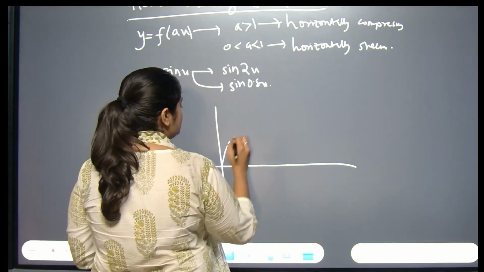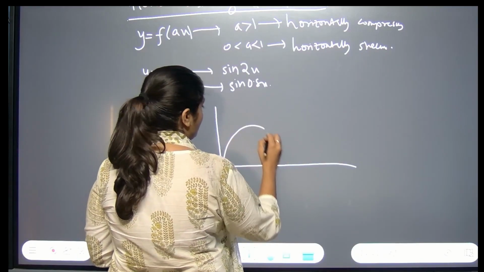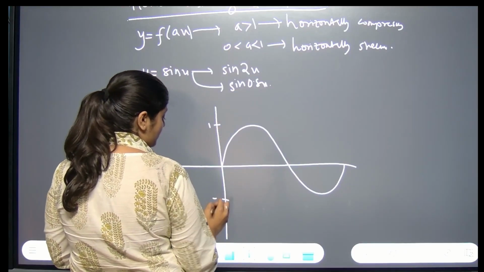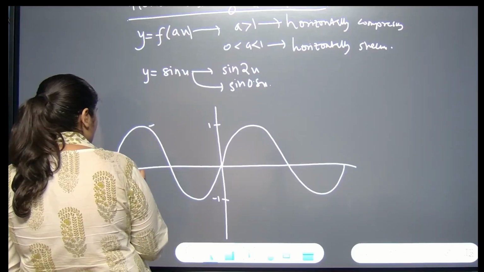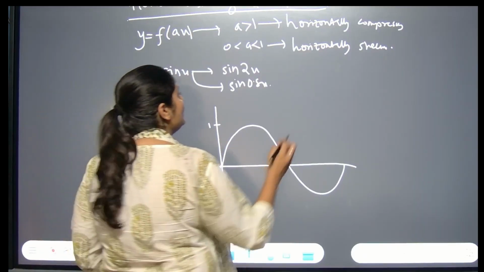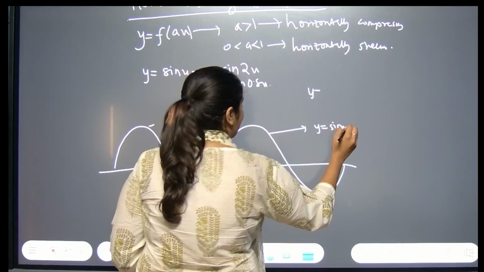So we'll first make the graph of y equals sin x. This would be 1, this would be minus 1. So this is the graph of y equals sin x.